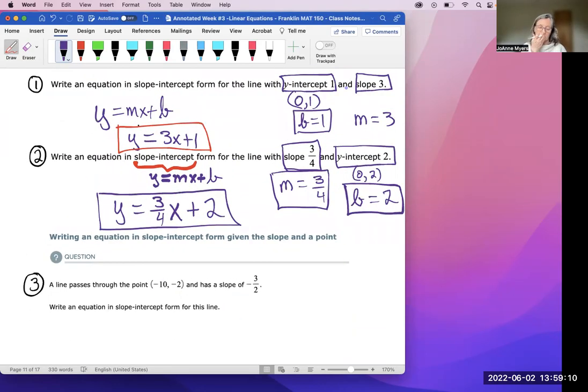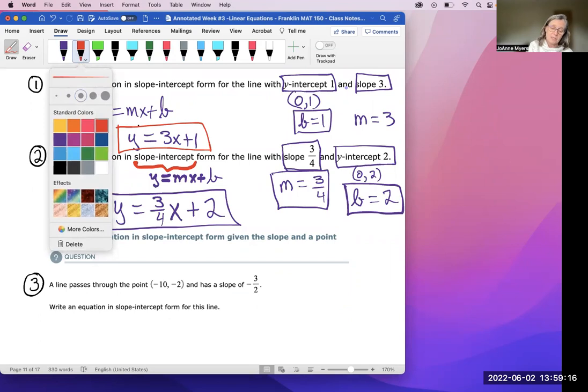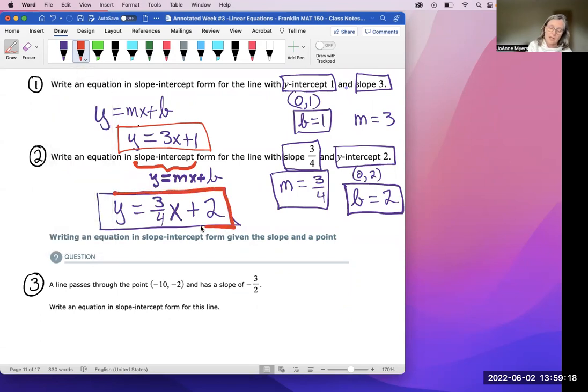All right, so given the slope, given the y-intercept, hopefully it takes you just a few seconds to write the equation of the line here in slope-intercept form. That's what you'll be asked for on the test as well.